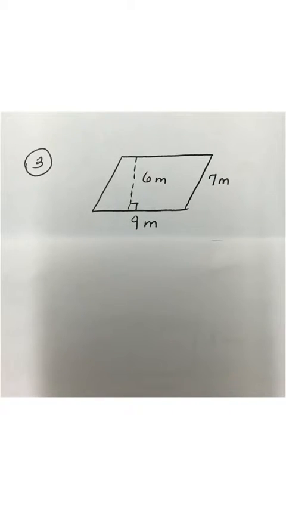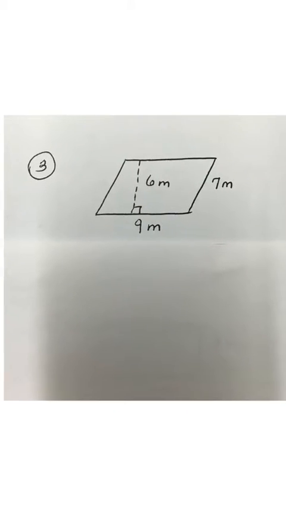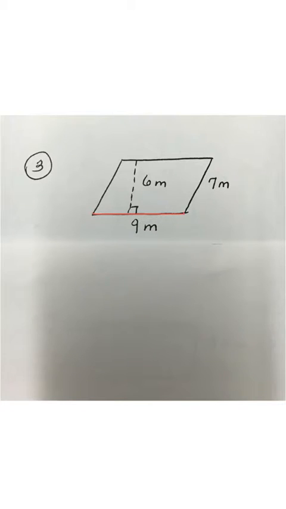Number 3, don't be confused by all of the numbers. You have 9 meters, which is the base. You have a side that is 7 meters, and the height, the dotted line that needs to be drawn in, is 6 meters. Remember that the formula is area equals base times height. So to find area, we only need these two numbers. Plug in your base is 9 and the height is 6. Your area is 9 times 6, which is 54. The unit was meters and area is squared.